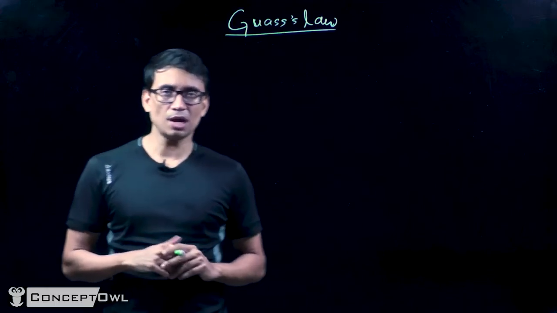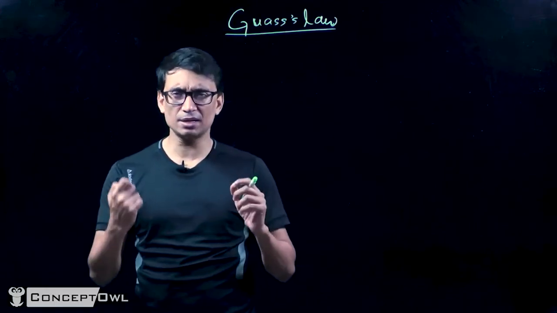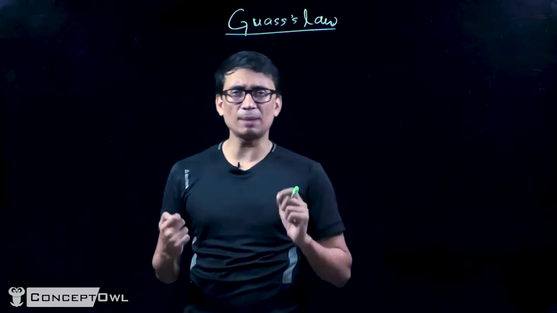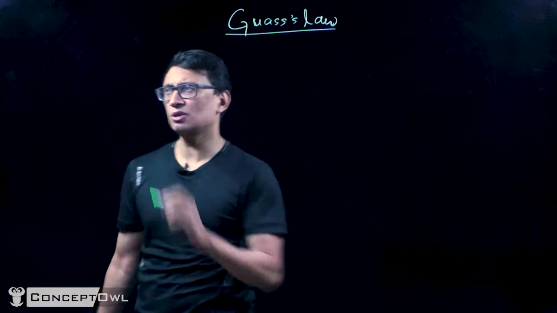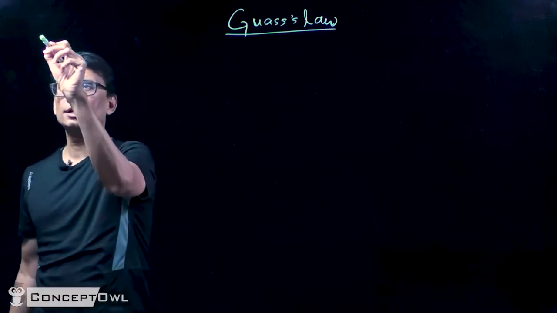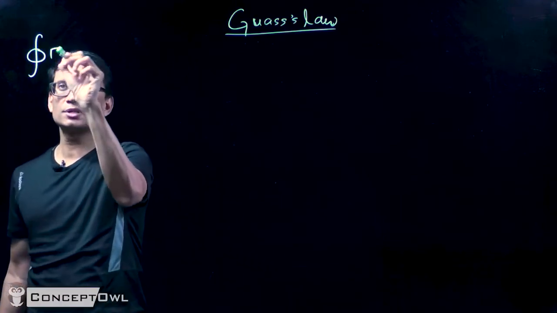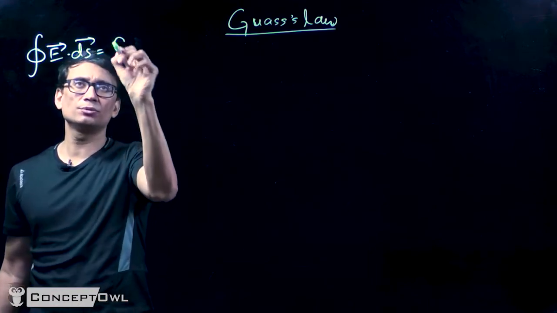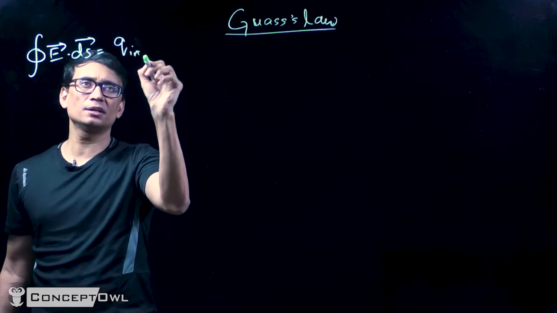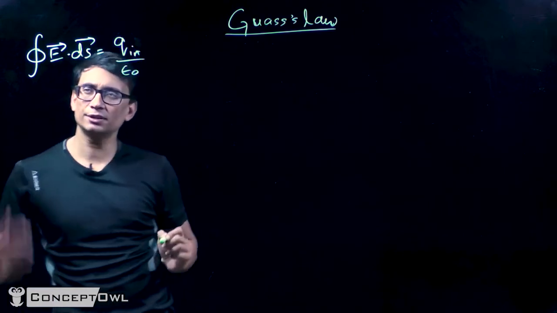Hi guys. So now in this video I'm going to talk about some relatively simple and straightforward applications of Gauss's law. Just to summarize, what is Gauss's law? Gauss's law says that the integral over a closed surface of E dot ds is equal to Q internal upon epsilon naught. So what does it mean?